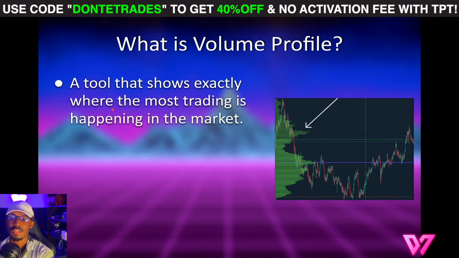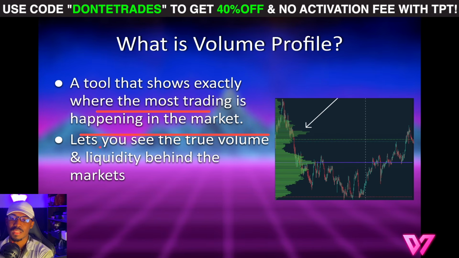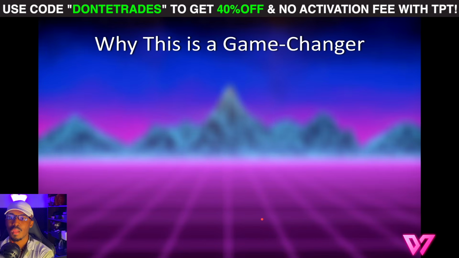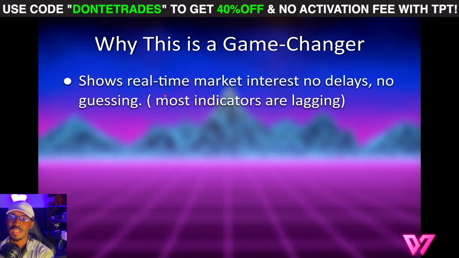So volume profile is a tool that shows you exactly where the most trading is happening in the market. So this lets you see the true volume and liquidity behind the markets. This is used by professional traders and big institutions to spot the best price levels. So why is this a game changer? It's a game changer because it shows you real time market interest with no delays and no guessing.